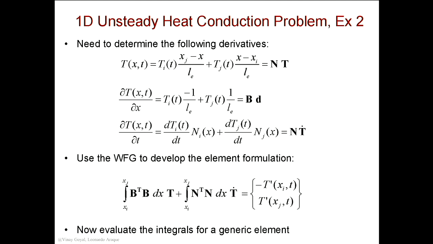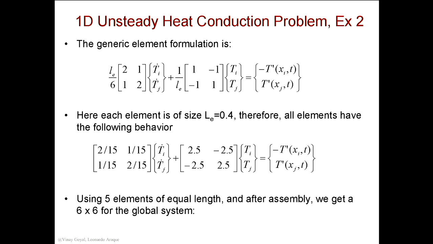Now we evaluate the integrals for a generic element. For a generic element, this is what I get. L over 2, since it's 5 elements, and it goes from -1 to 1, L over LE is 0.4. The element length is 0.4. I can evaluate these things, and I get that. So for a generic element, this is what I get. Now I assemble the system. Do you have any questions on this? Do you follow it?